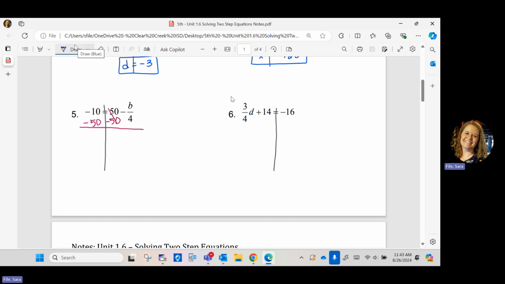All right, so we get -60 here on the left, and that leaves us with -b over 4 on the right.